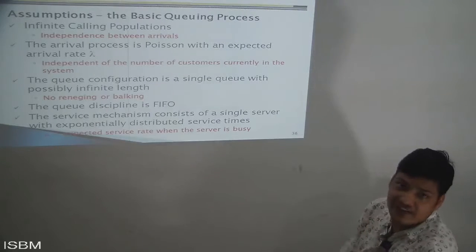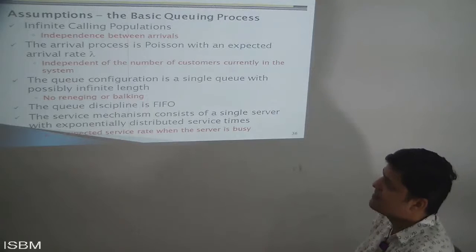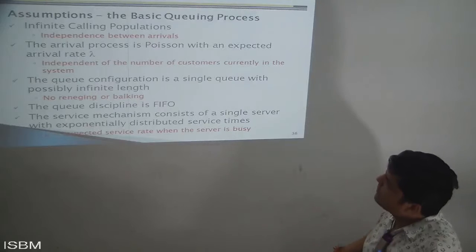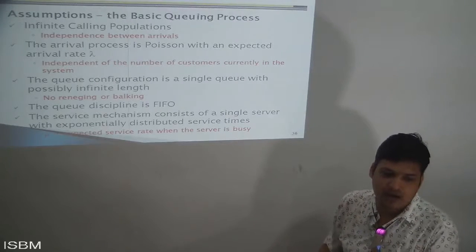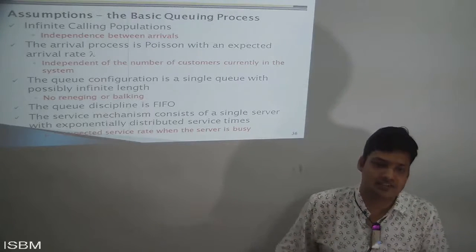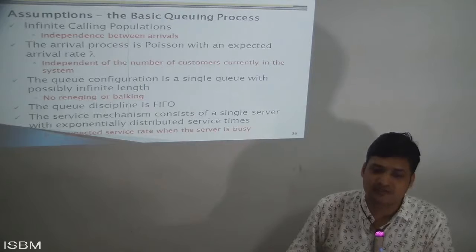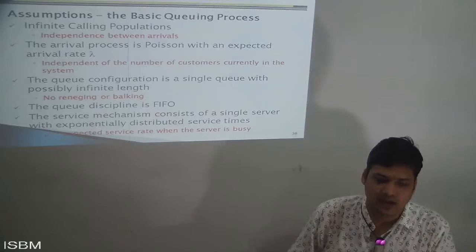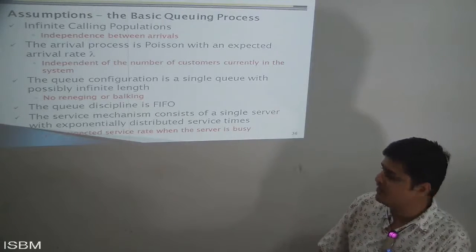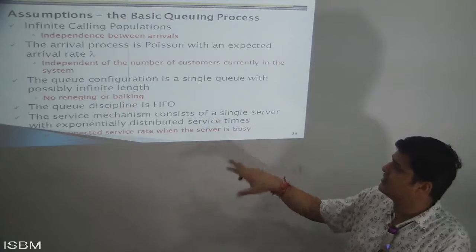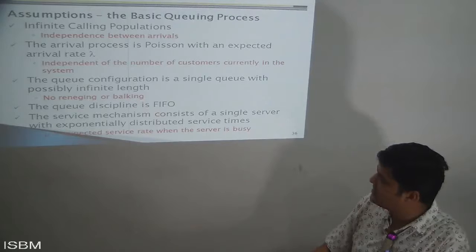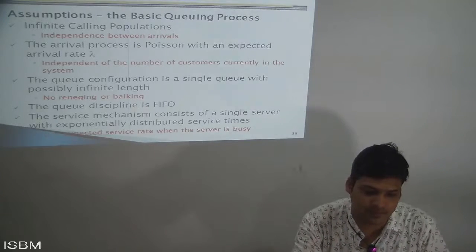Infinite calling population, which is independent between arrivals. There is no dependency between the arrivals. The arrival process is Poisson with an expected arrival rate lambda, which is independent of the number of customers currently in the system. The queue configuration is a single queue with possibly infinite length. No reneging or balking. The queue discipline is FIFO, which I have told you about, first in first out. The service mechanism consists of a single server with exponentially distributed service time. Mu is equal to the expected service rate when the server is busy.